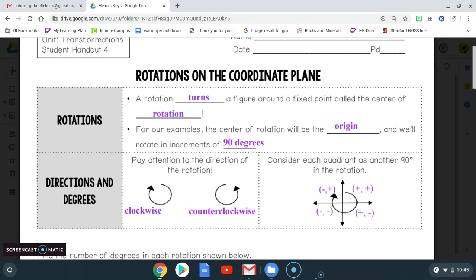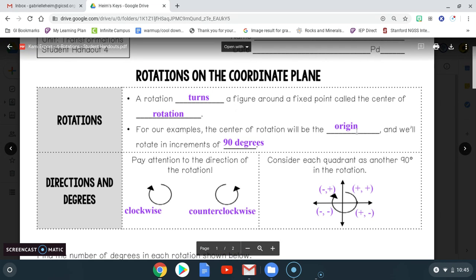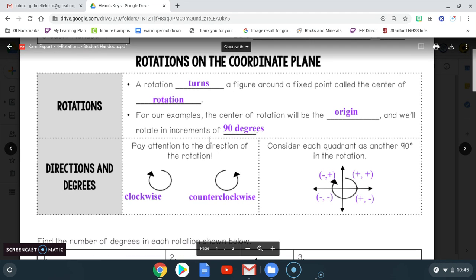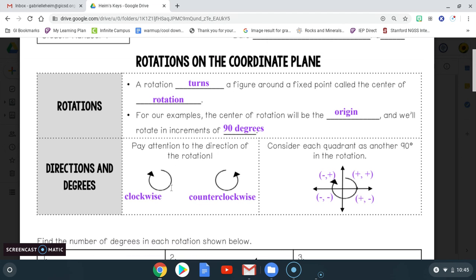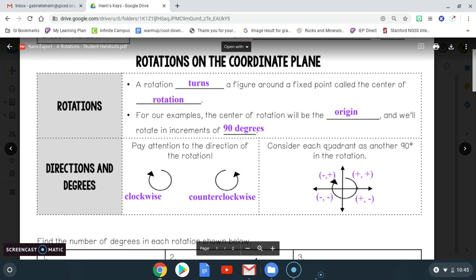So when we talk about rotation, think of a pinwheel. Have you ever seen one of those where you blow on it and it spins and there's that little pin in the middle? That little pin in the middle would be your fixed point, which is the origin. So pay attention to the direction of the rotation. Is it going clockwise, which is this way? Is it going counterclockwise, which is backwards? Consider each quadrant as another 90 degrees in the rotation.